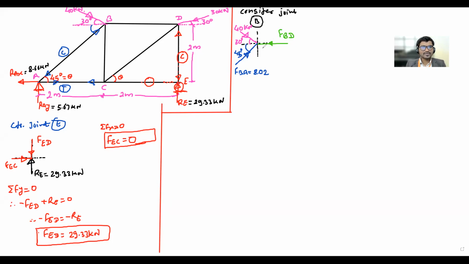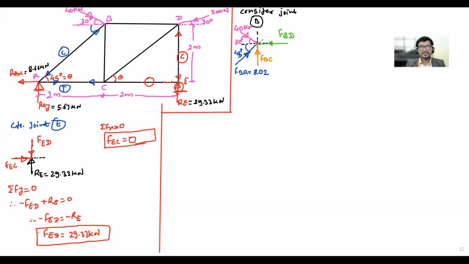Now the next member, FBC. The member is BC, that is a vertical member, and force in this member will be FBC. Direction up घ्यायचं की down घ्यायचं? Up. ओके, आता इथं किती मेंबर तयार झाले रे?